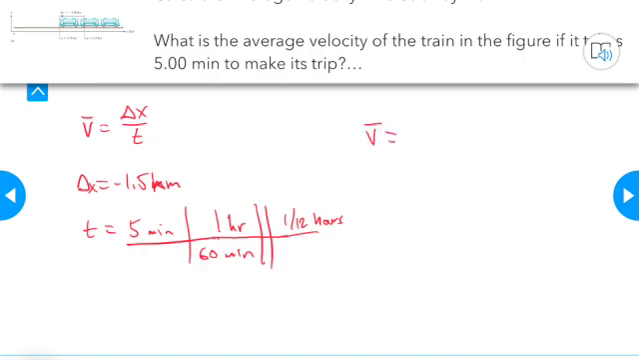So now we have everything we need to plug in. Average velocity is negative 1.5 over 1/12. Remember, when you divide fractions, you keep, change, flip, so you keep the first one the same, change division to multiplication, and flip that 1/12 to 12. And so we're multiplying that. Pretty simple. 12 times 1 is 12, half of 12 is 6, 6 plus 12 is 18, so it's a negative 18 kilometers per hour.